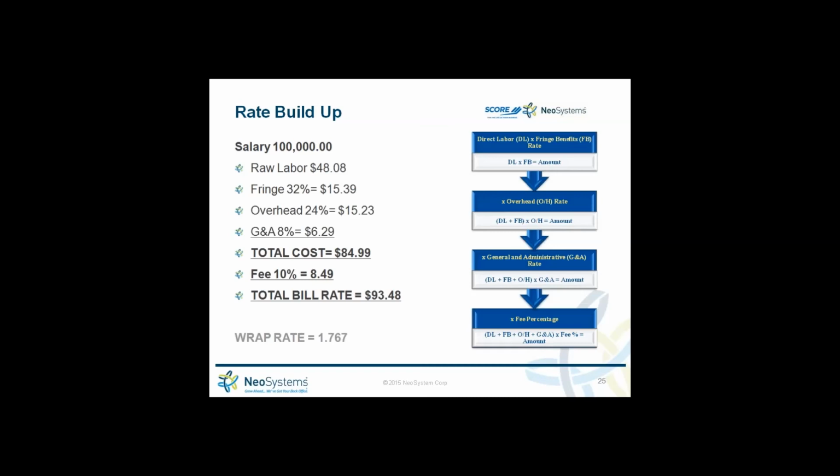So as you can see, what you're hiring the employee for is $48, but really what it costs you as a company to keep the employee working is really $85. So now you want to make some money off the employee, and you add in an extra 10% fee on top of that, which is an extra $8.50. Now you can establish a total bill rate for the employee, which is $93.48. That's how you build a rate, and that's how you're able to determine if you're profitable or how much profit you're making off an employee.